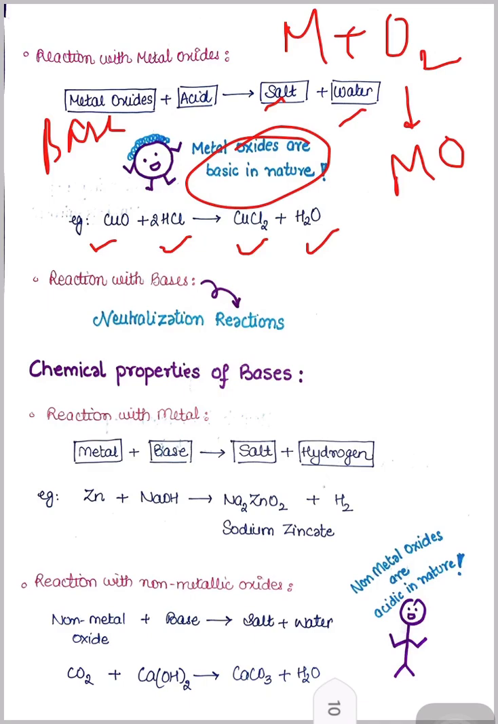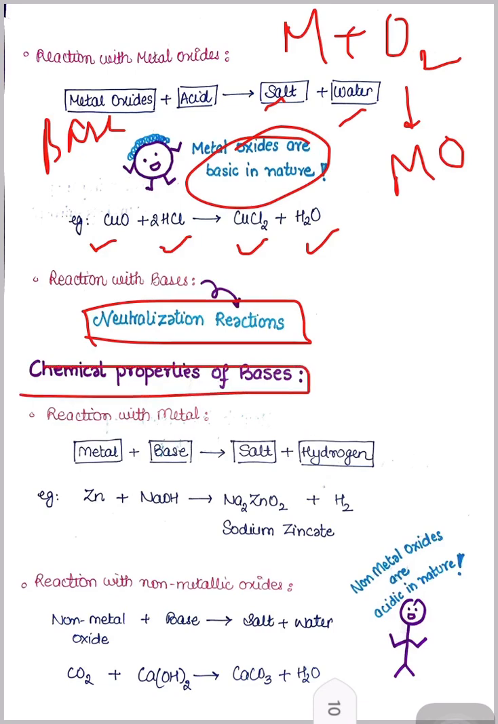Next is the reaction of acid with base, that is the neutralization reaction. Acid plus base will give you salt plus water. We'll be studying it in the later topics. Next is the chemical properties of bases. Same is the case with acids and bases: reaction with metals. Metal will react with base to produce salt plus hydrogen gas. Same, zinc treated with the base NaOH will give you sodium zincate with the release of hydrogen gas.